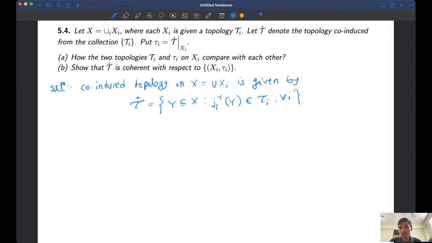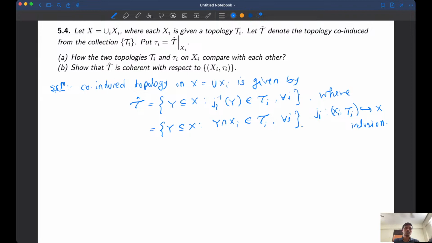Where ji is the map from Xi, with topology tau I, to X, and this is just the inclusion. So ji inverse of Y just means Y intersection Xi. So this is nothing but all Y subset of X such that Y intersection Xi belongs to your topology tau I for all I. Okay, so this is the co-induced topology. That is the other part, the covariant part.